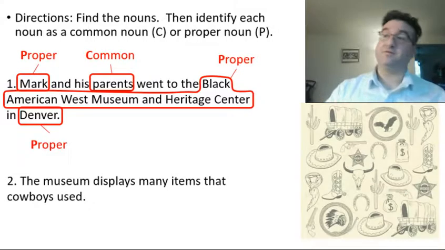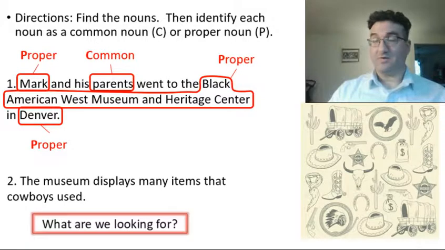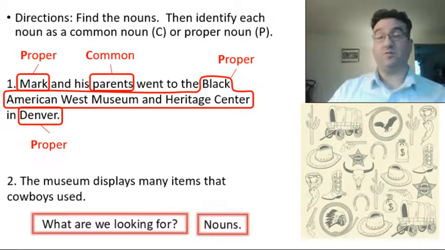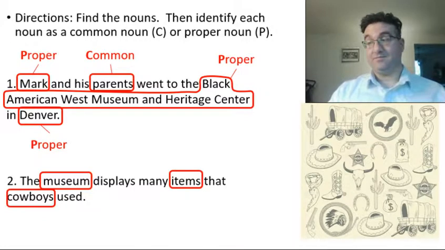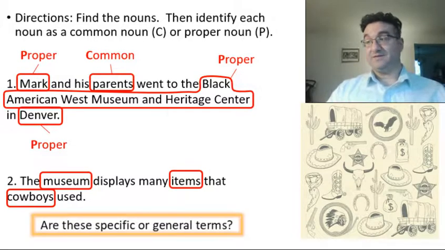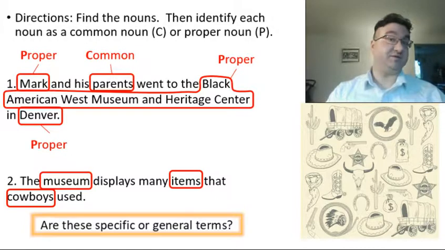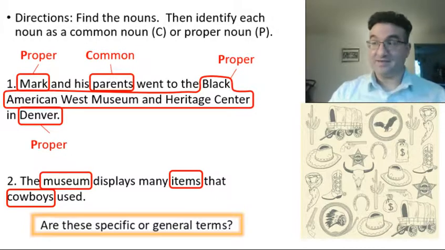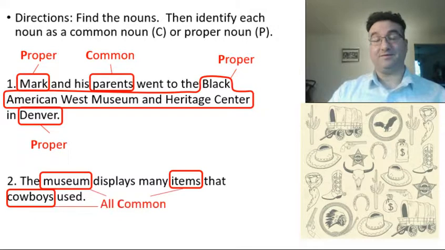Next we have, the museum displays many items that cowboys used. What are we looking for? You know we're looking for nouns. So we see the museum, items, and cowboys. Those are all the nouns we have in that sentence. Are these specific or general terms? That's what we have to ask if we're deciding if something's a common or proper noun. In this case, they're all general, and so these are all common nouns.